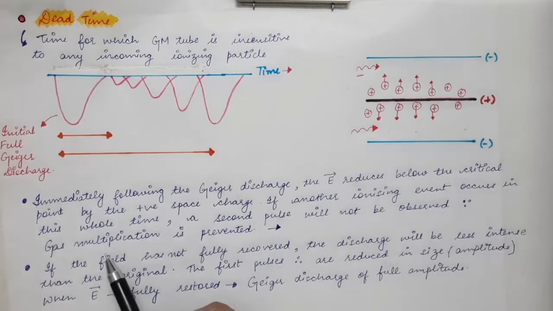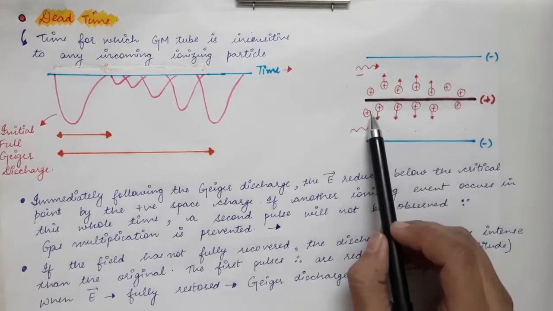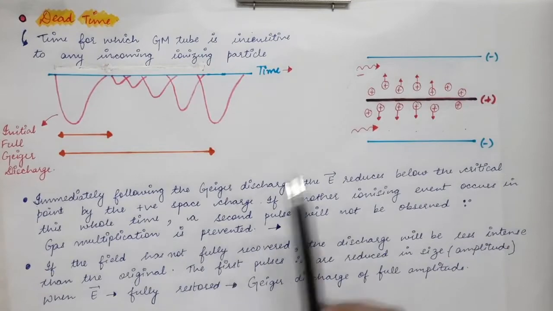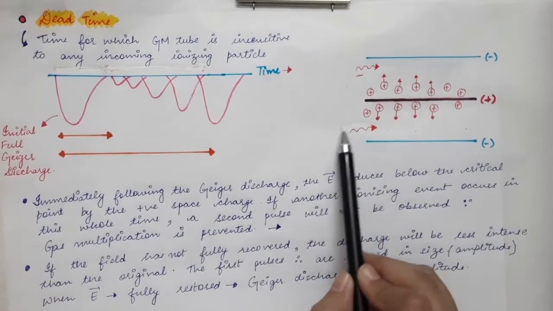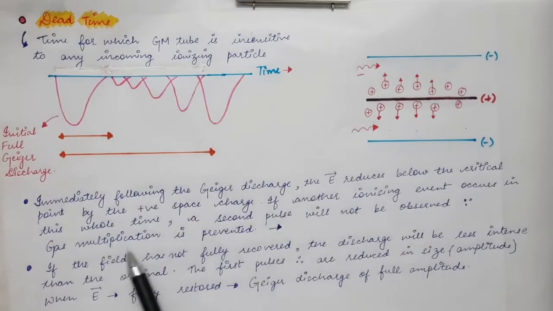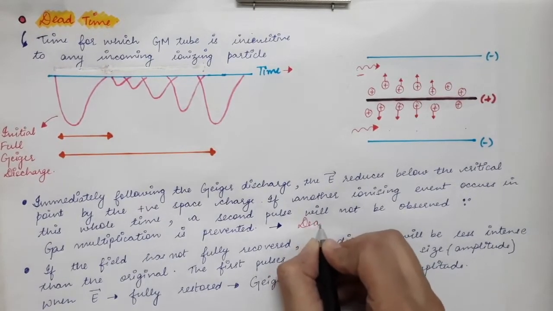And this is because the gas multiplication is prevented, which means the electric field reduces across the anode wire, so no gas multiplication can occur because of this second incoming particle. So gas multiplication is prevented for a certain time, and that is called dead time.